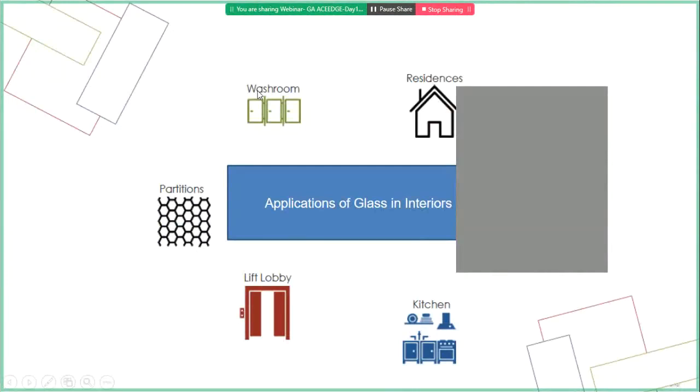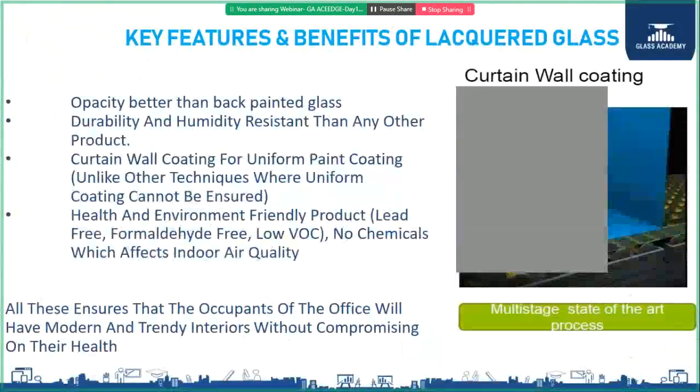And when it comes to interior range of products, we have a process called lacquered glass. So this lacquer is nothing but a coating of an enamel, which gets coated on the glass, and it is a permanent coating on the glass. How is it different from back painted glasses? It has a better opacity, and it also has very low VOC.